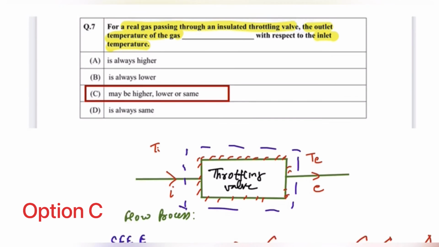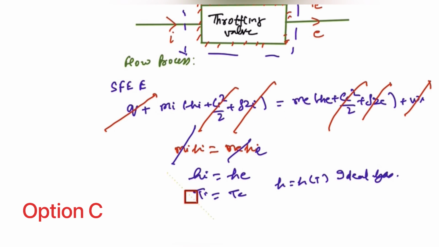Now if this gas were an ideal gas, then for the given condition the exit temperature and the inlet temperature will be the same.